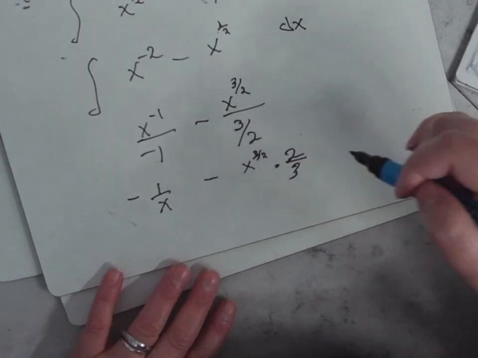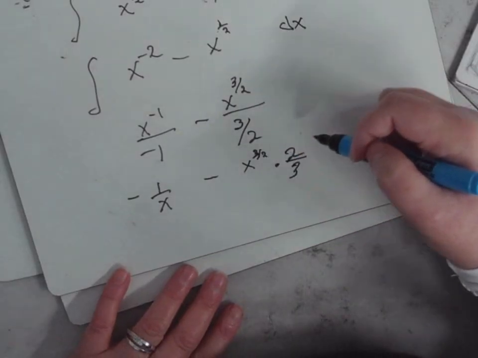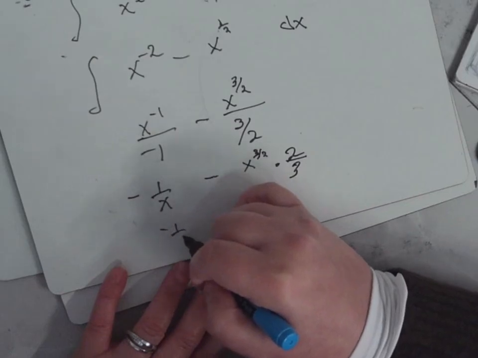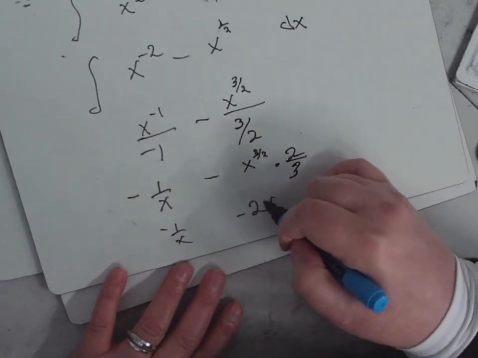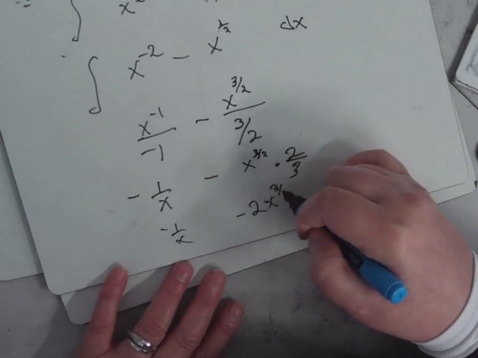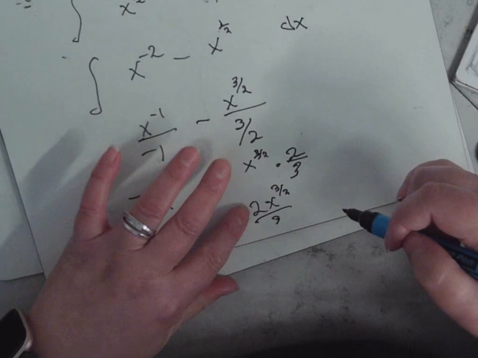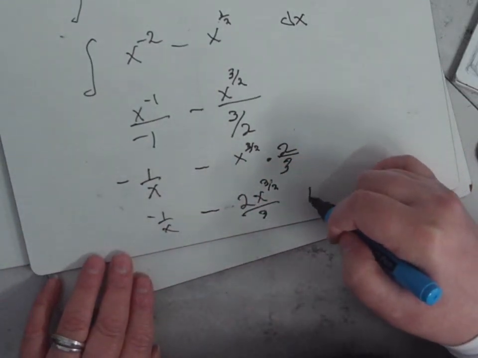Is that okay if I jump ahead like that? So divided by 3 over 2 means multiplied by 2 over 3. Right? Okay. So that's minus 1 over x minus 2 times x to the power of 3 over 2 all over 3. Is that right? Plus c. Thank you. Forgot it again.